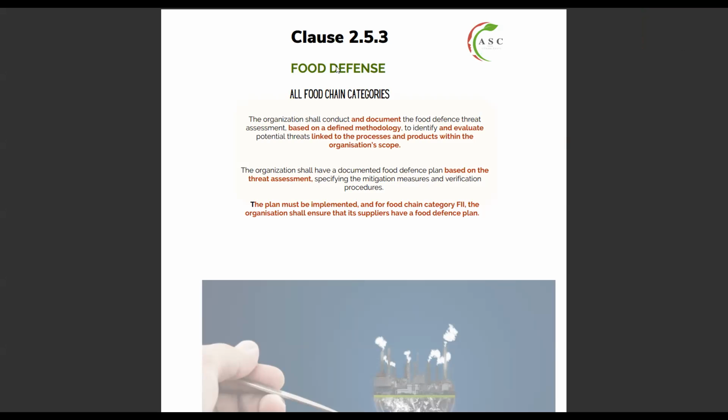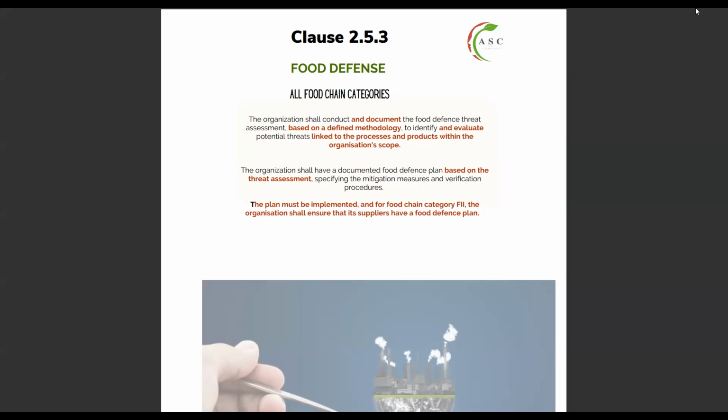Then it goes further that the organization shall have a documented food defense plan, which was previously in place, but it must be based on the threat assessment that you as a site have done, specifying the mitigation measures and verification procedures. So the verification procedures will be, what is it that you have done? What is it that you are going to do to ensure that you're still in compliance with the requirements? Then it goes further that it must cover the processes and products within the scope of the organization, and you shall ensure that you keep it up to date.